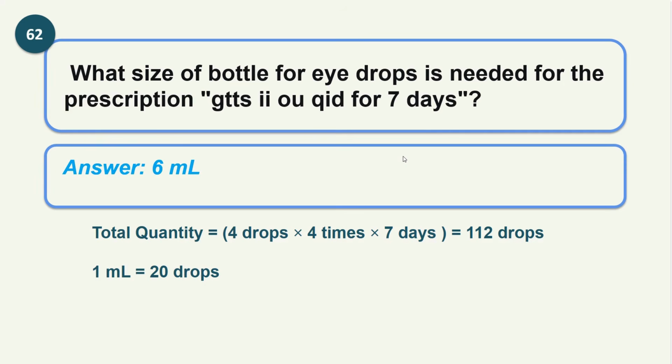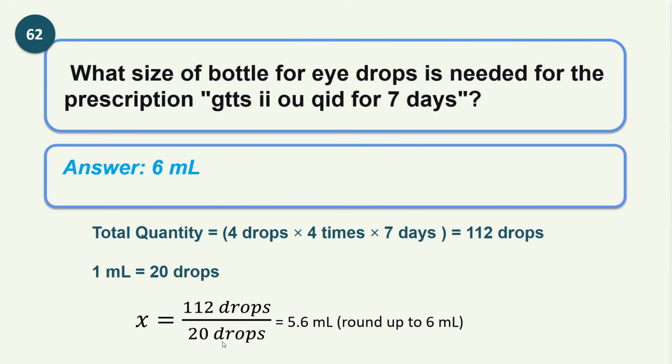Let's solve how to do it. So total quantity here is 2 drops in both eyes. Therefore, total is 4 drops. QID means 4 times, 4 times and for 7 days. So if you multiply all together it would be 112 drops. Now 1 mL has 20 drops. Therefore 112 drops divided by 20 drops equals 5.6 mL. So round up to 6 mL.